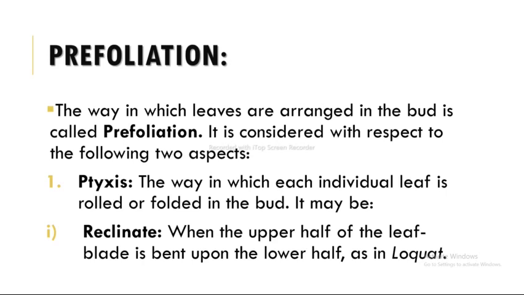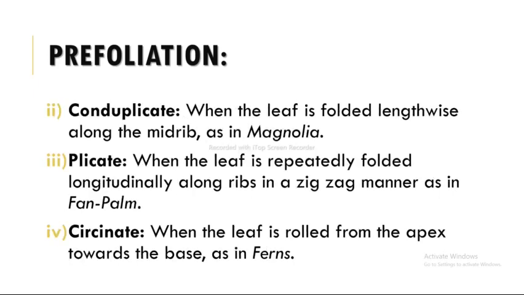It may be number 1, Reclinate. Reclinate means when the upper half of the leaf blade is bent upon the lower half, as in the loquat. Second type is the Conduplicate. Conduplicate means when the leaf is folded lengthwise along the midrib, as in the magnolia.